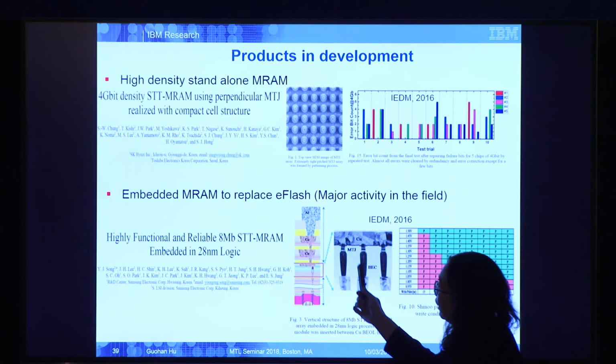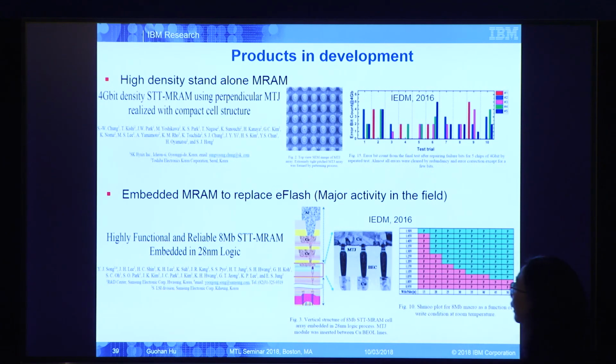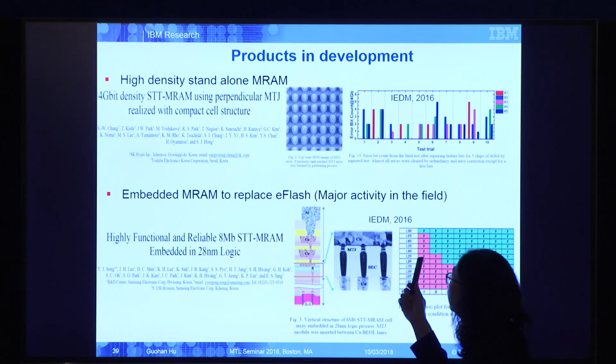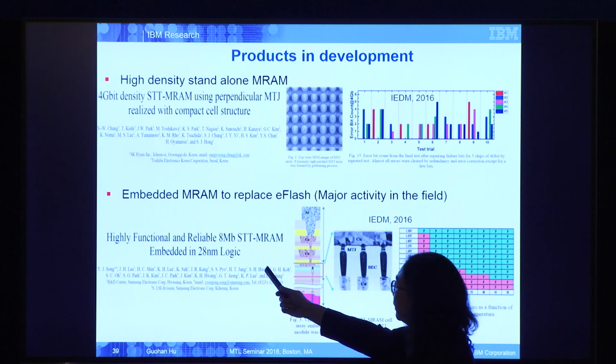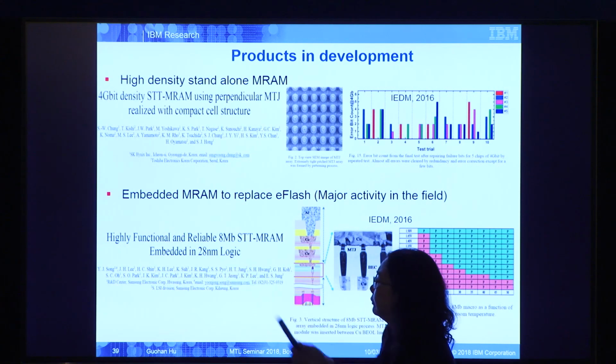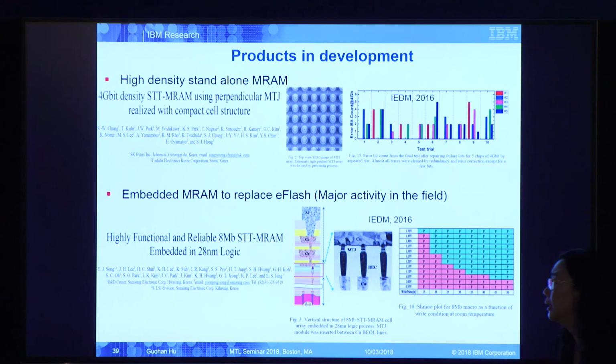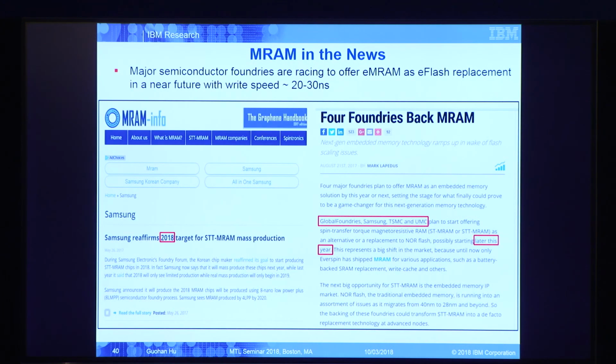The bigger effort is on the embedded MRAM to replace embedded flash, as I mentioned earlier. This is a paper from Samsung. These are 8 meg embedded with their 28 nanometer logic. And I think they are really working on a bigger size, probably 32 meg. And you will see it in the product, hopefully, in a year or two. And here is really the MRAM in the news.